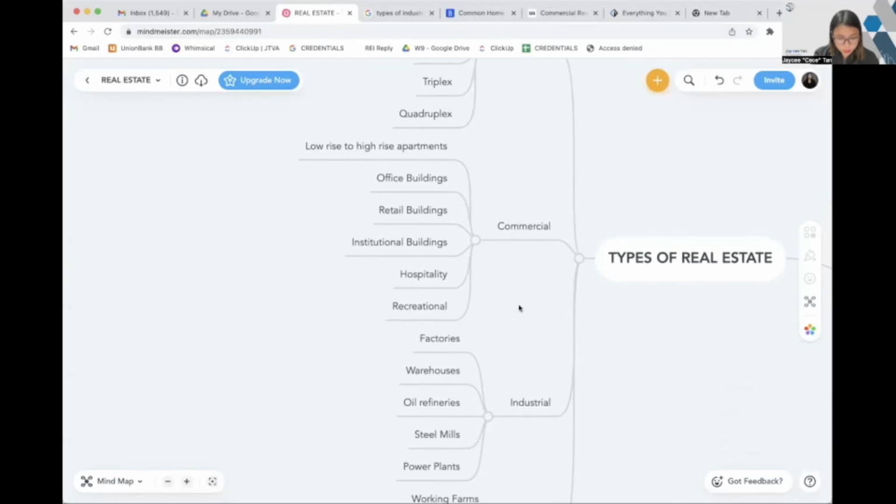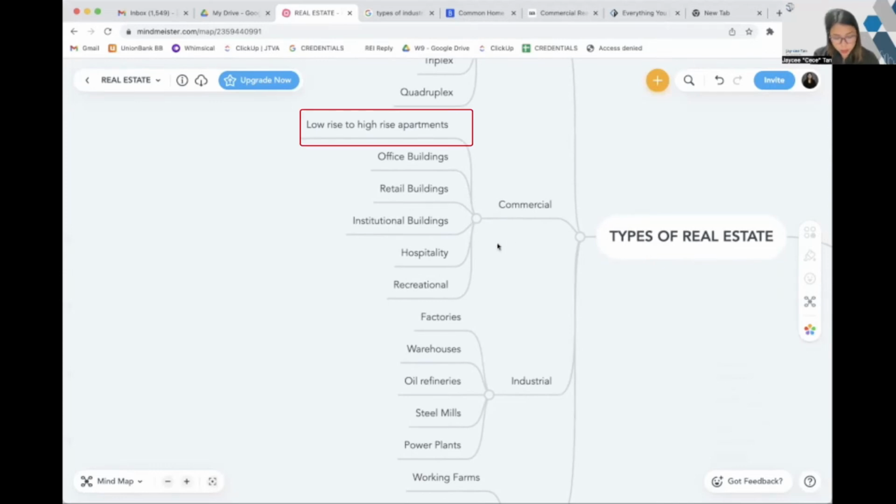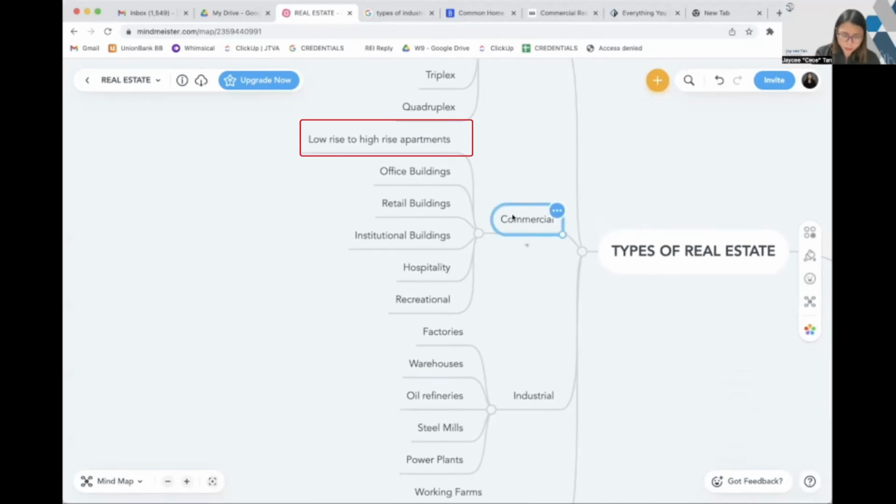So commercial real estate are the garden apartments, all the low rise, mid rise, high rise apartments. They are actually categorized into low rise to high rise apartments. Anything that's more than 4 units is considered commercial because it's already being used for business. Office buildings, these are basically dental offices, offices for professionals. It may or may not have direct contact with the actual consumers, right?